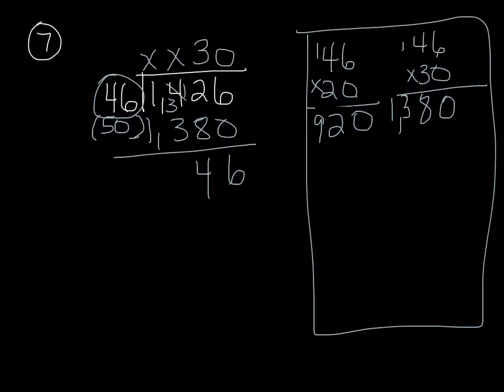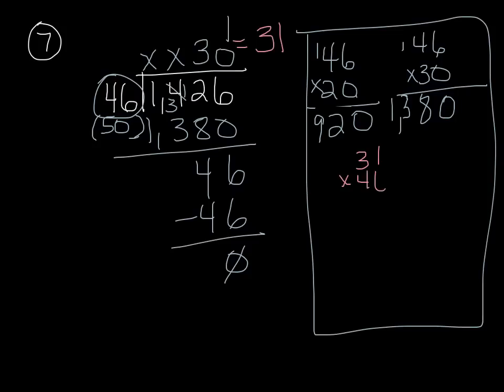And that leaves me with 46. Well, hey, here's the good news. 46 times 1 is 46. I don't have to do any extra math there. And that leaves me, in this particular case, with a quotient of 31.